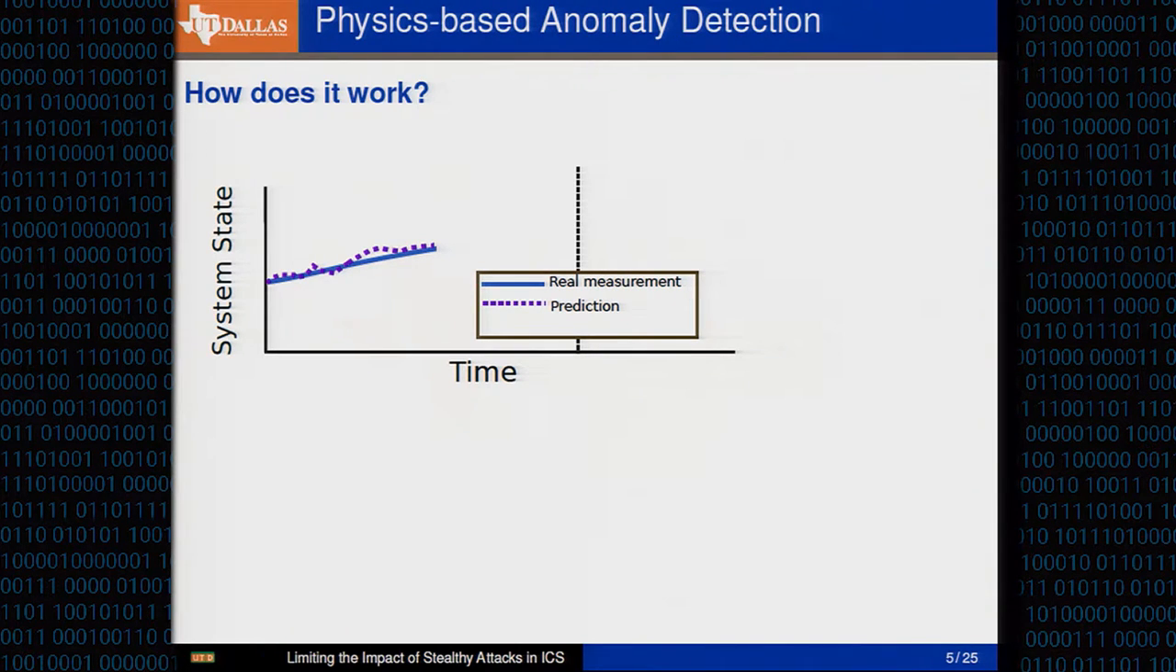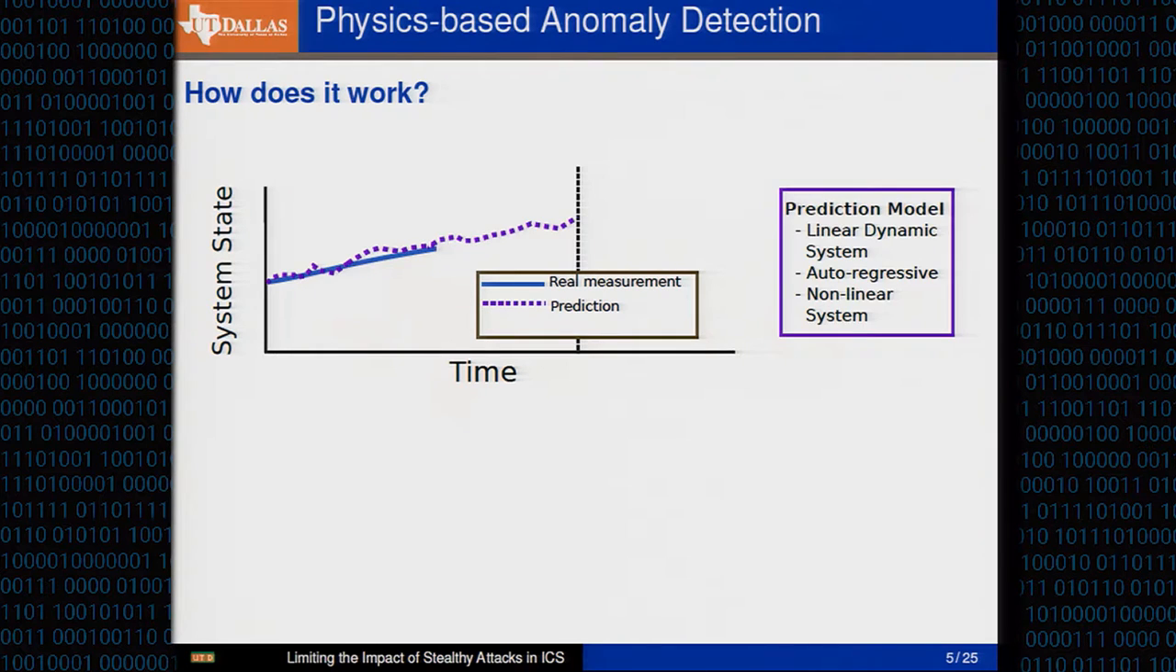So imagine that we have the system that I just showed you before. We have the tank. And then the level of the water is increasing because the valve is open. And we have a prediction model that predicts the behavior of the system. So using any kind of prediction model, for example, linear dynamic systems, autoregressive models, nonlinear systems, we can predict the next step of the water, and then we can compare it with the real measure.